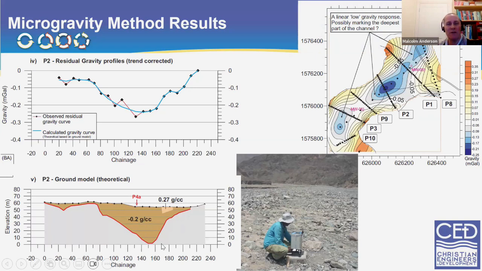But ultimately, from a hydrogeologist's point of view, I want to know how deep that is, and can I get a borehole in it? So the answer to this is yes, I could get 50 meters. In sands and gravels, that's probably more than enough.